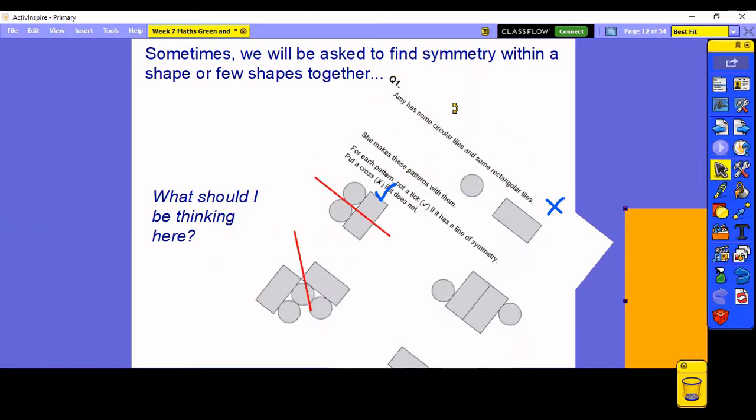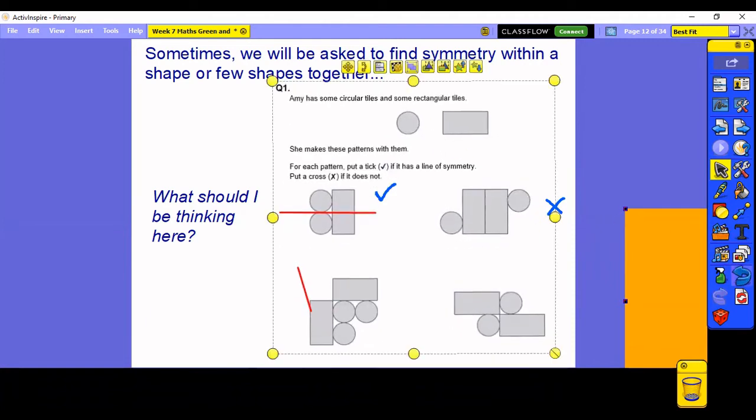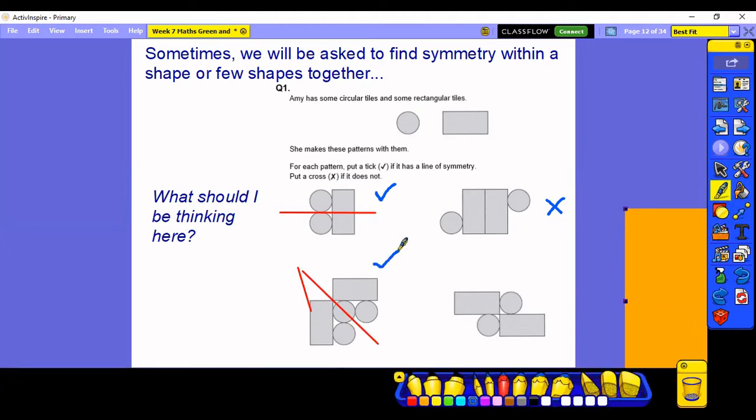I'm going to have to turn that back around. Hopefully it's going to stay, but it might. I'll have to redo that one to show you. So that one's going to be a diagonal line across there. That's where my line of symmetry is.